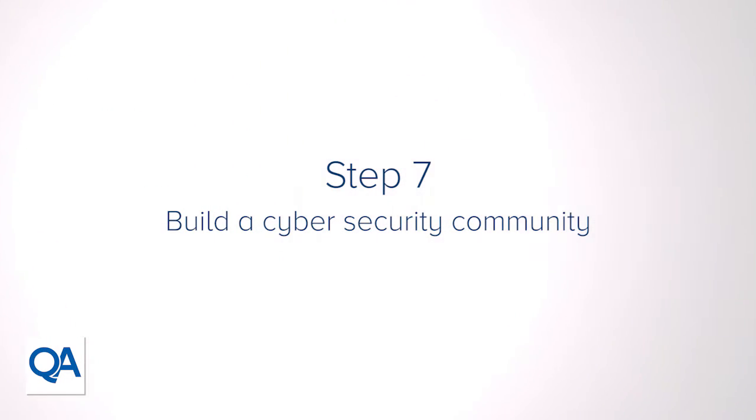Step 7, build a cyber security community. The way to do this is let people actually be involved. Let your staff get involved with cyber security by collating news articles that have happened for that week. Give someone the responsibility to do that, okay, and then share it with the rest of the staff. They can use different websites, they can use social media, and then once that information is shared, it makes people more aware.